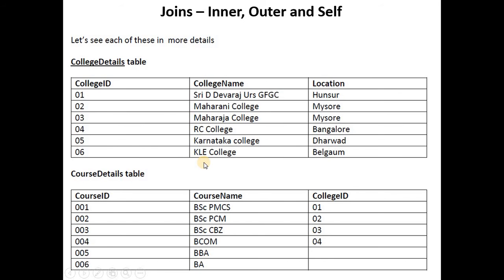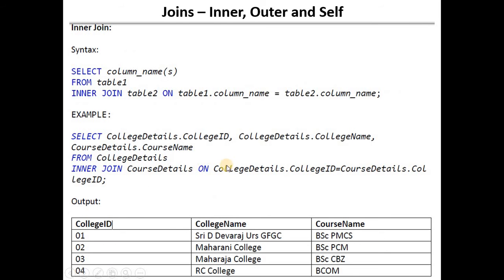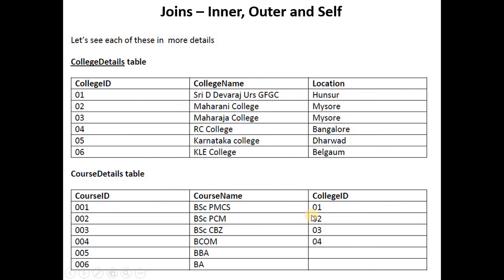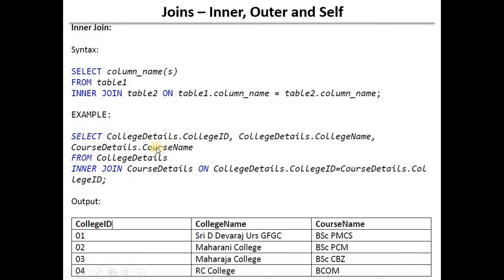Right? So if you join, then the output would be, since it's an equijoin, up to 4 are there, so up to 4 only you will get these values. But try to display college ID, college name and the course name, right? Here you could see that we're trying to display college ID, college name, course name. Thus the college ID, college name and the course name.